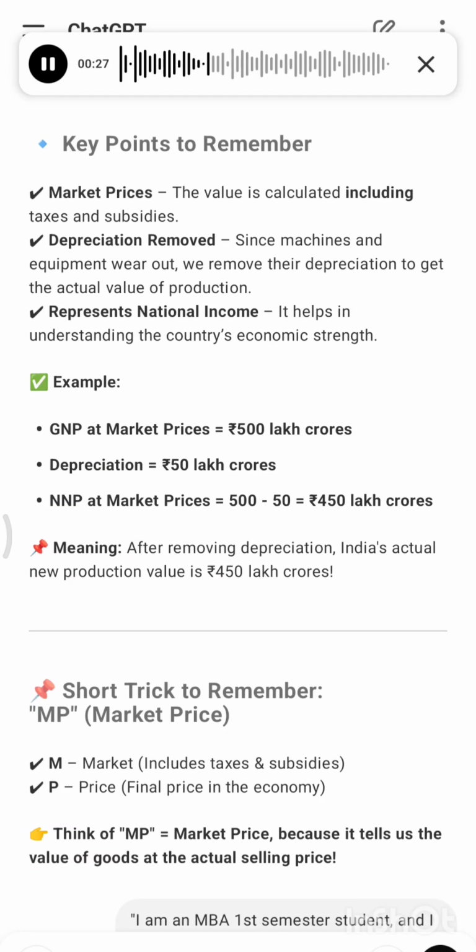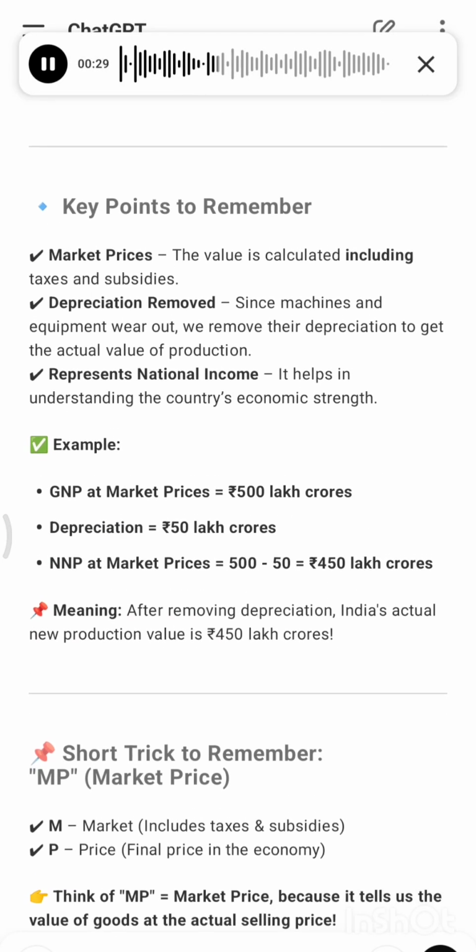Key points to remember. Market prices: the value is calculated including taxes and subsidies. Depreciation removed: since machines and equipment wear out, we remove their depreciation to get the actual value of production. It represents national income. It helps in understanding the country's economic strength.